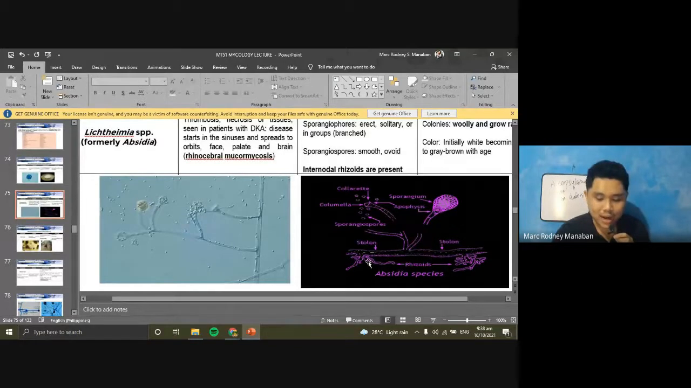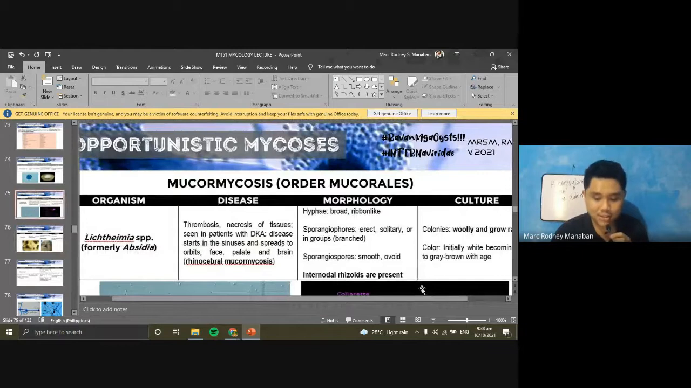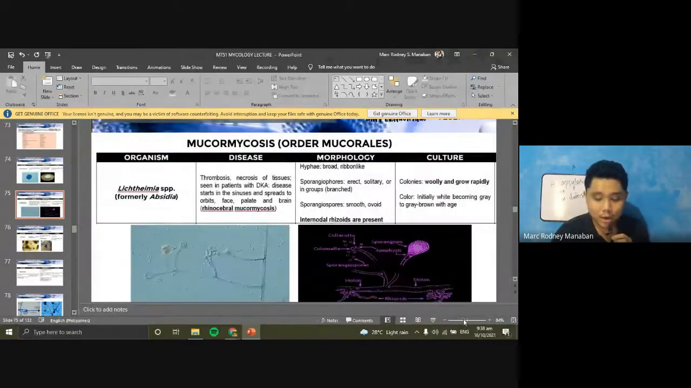In the middle, there are no rhizoids. This is where the sporangiophore starts. Okay? Please take note. Now, the sporangiophore has a vesicle swelling in the middle, which is known as the columella. From the columella comes out the sporangium, and inside the sporangium are the sporangiospores. Okay? So take note. In the middle, there is no rhizoid, and this is where the sporangiophore starts. That's characteristic of Lichthymia or your Absidia species. Colonies are still the same, woolly and growing rapidly, so they are still cotton-like in appearance.